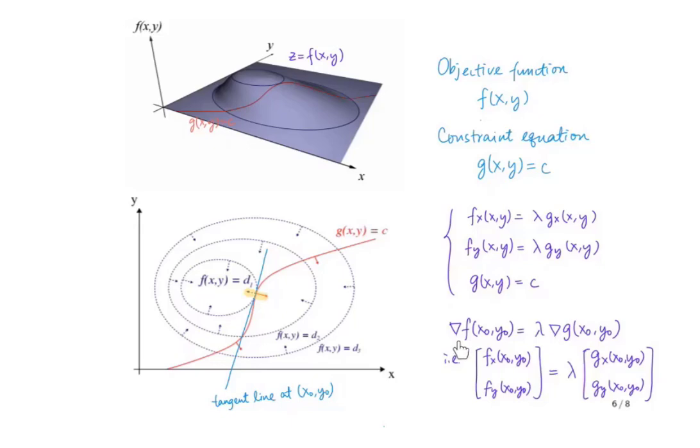Therefore, we have the gradient of f at this point equals lambda times the gradient of g at this point, where lambda is a constant, which is a real number. It is the same condition here. This gives the system of equations we need to solve to obtain all those potential points at which the constraint curve g of x y equals c touches the level curves.